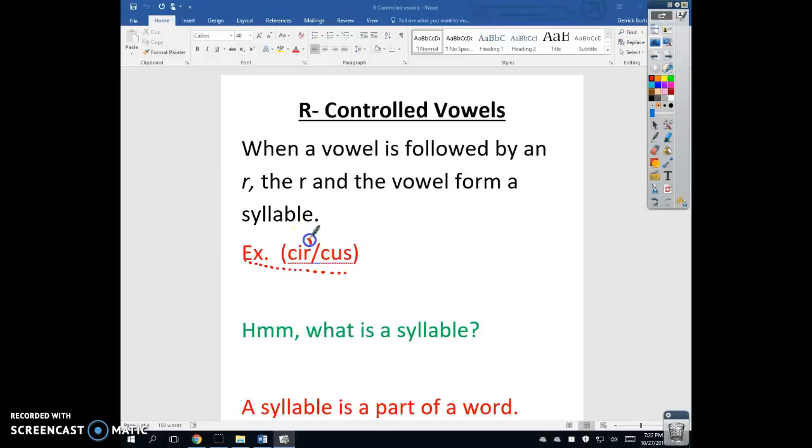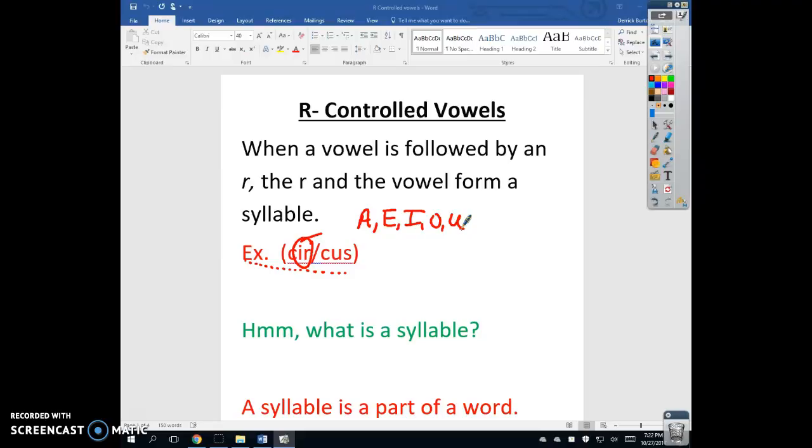So like in circus, the R follows the vowel I. You might want to retouch on what the vowels in English are: A, E, I, O, and U. You might have some smart kids who say "and sometimes Y," which is correct because Y is an exception, sometimes making a vowel sound. But for the case of this exercise, it's A, E, I, O, and U. Hopefully by 6th grade they know it, because I know we also spent some time on that in 5th grade last year.